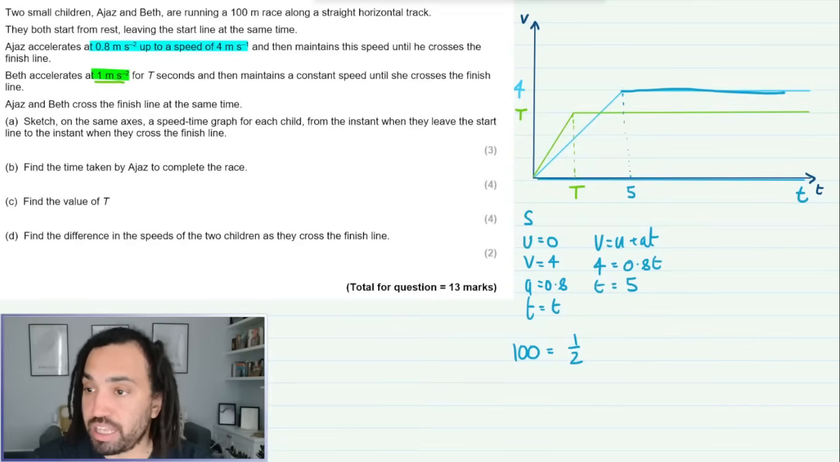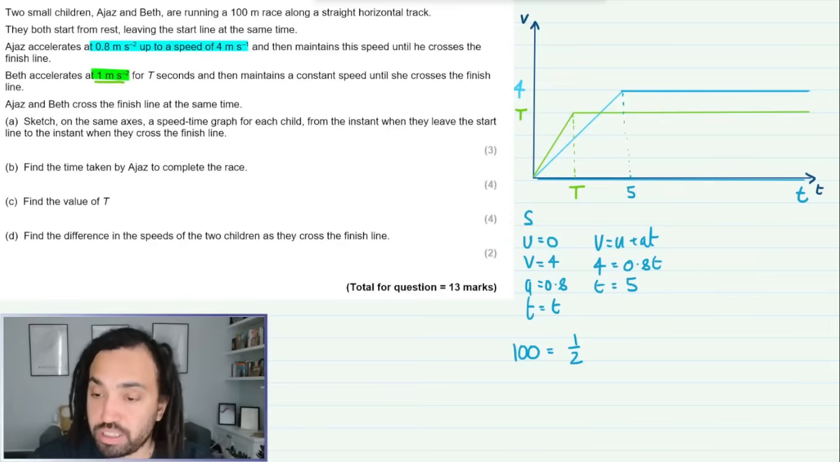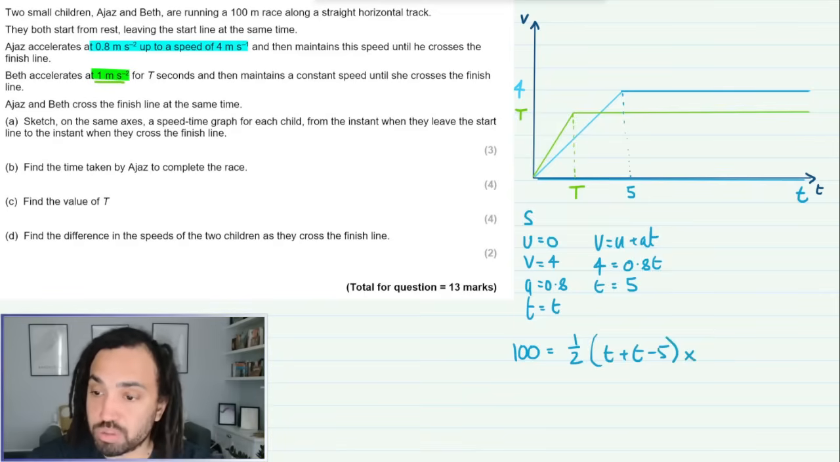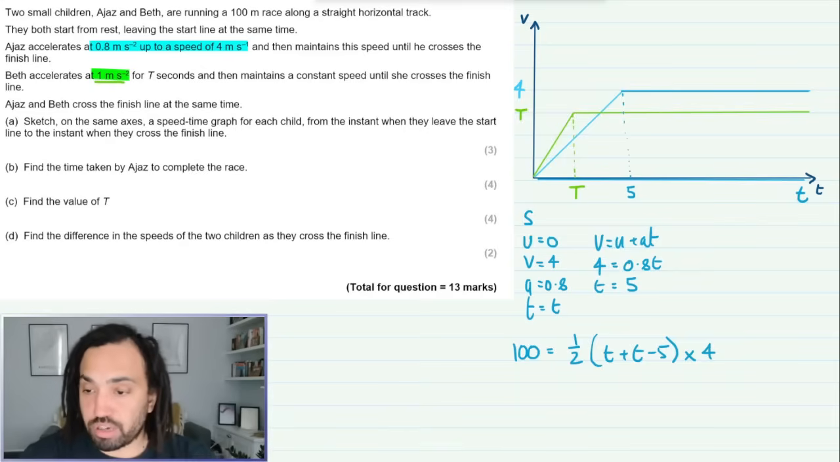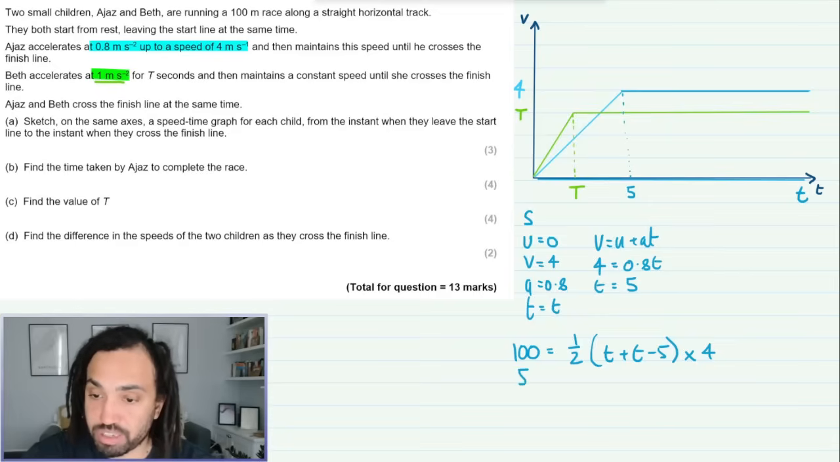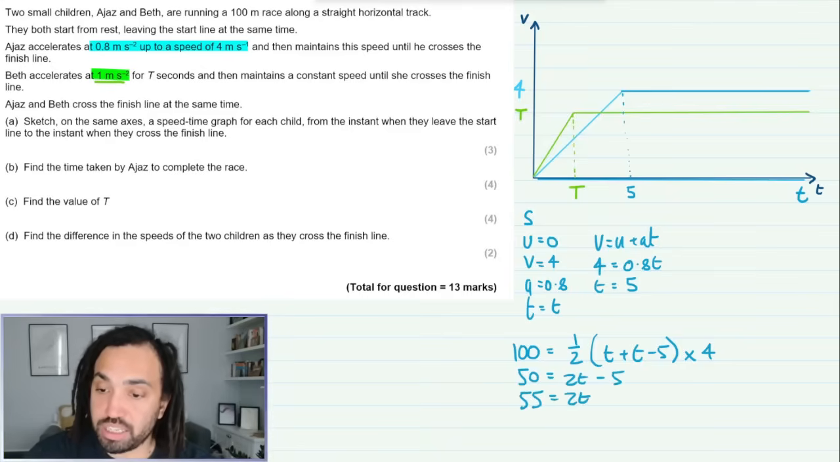And this distance up here is the total time minus 5. So it will be the total time plus the total time minus 5. So we add the two parallel sides, and then we multiply by the gap between them, or the height of the trapezium, which is 4. Okay, great. So solving this, timesing by 2 and then dividing by 4 gives me 50 over here, and then collecting these up gives me 2t minus 5. So 55 is equal to 2t, so the time is equal to 27.5 seconds.